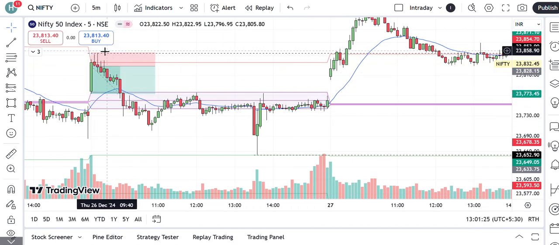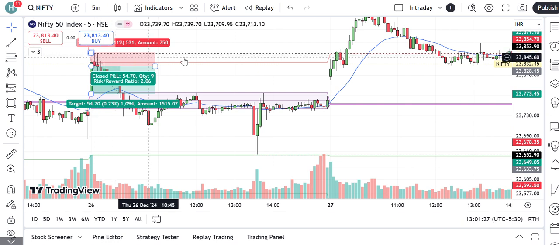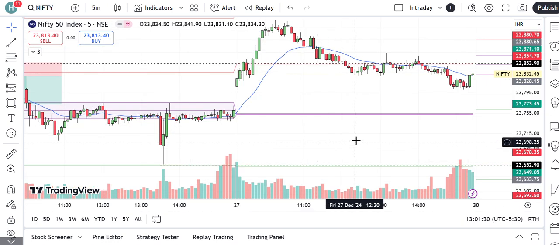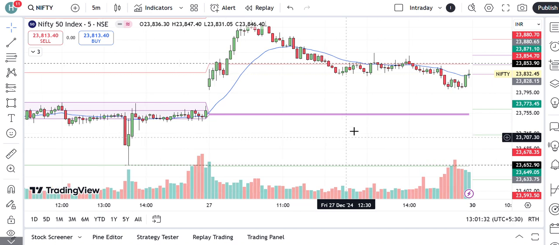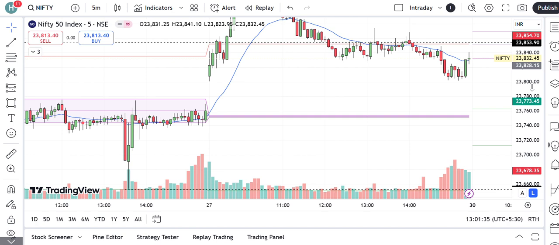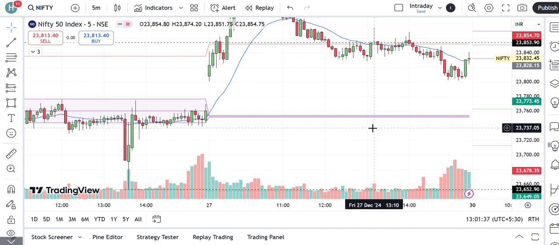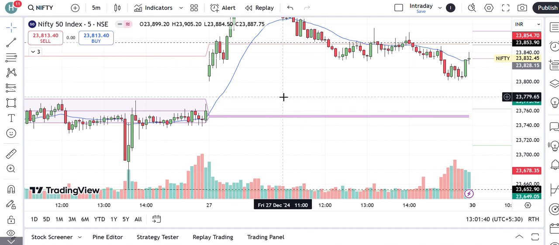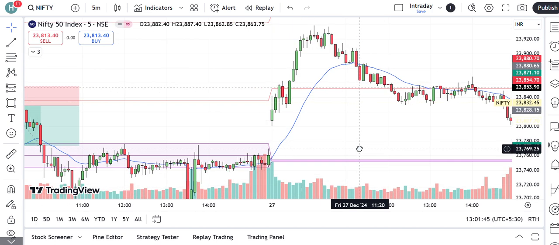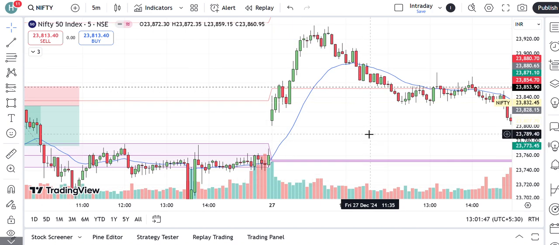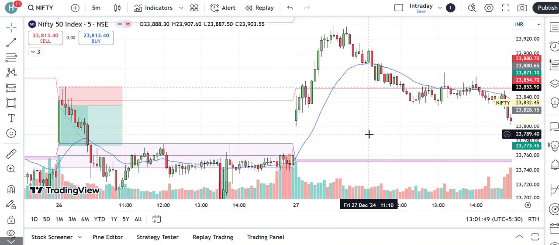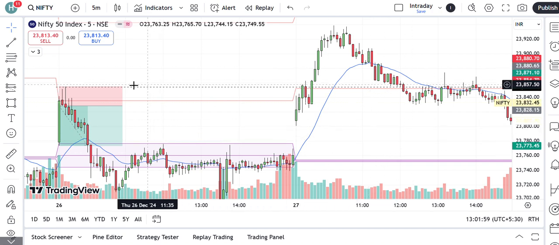This reversed from this point, so this can be treated as a supply zone. Now again the CPR is very narrow, and in my experience narrow CPRs are unpredictable, like anything can happen on that. Narrow CPR is fine, but very narrow CPRs are dangerous. So please have a proper risk reward setup, and get out of the trade as soon as your stop loss or target hits. No more venturing on such days.